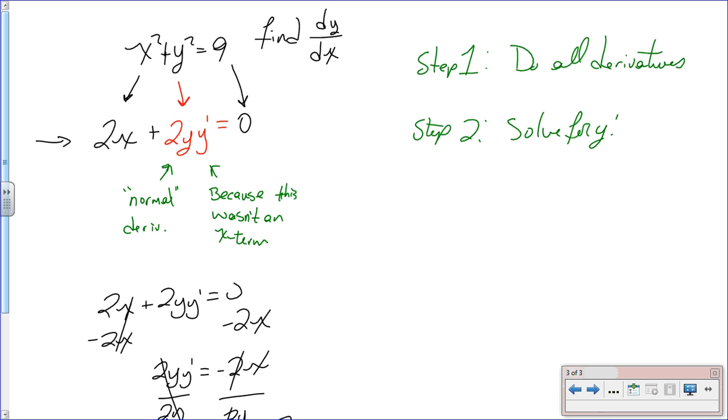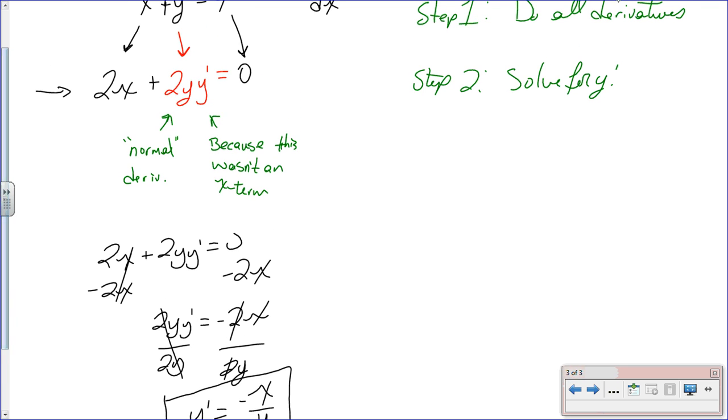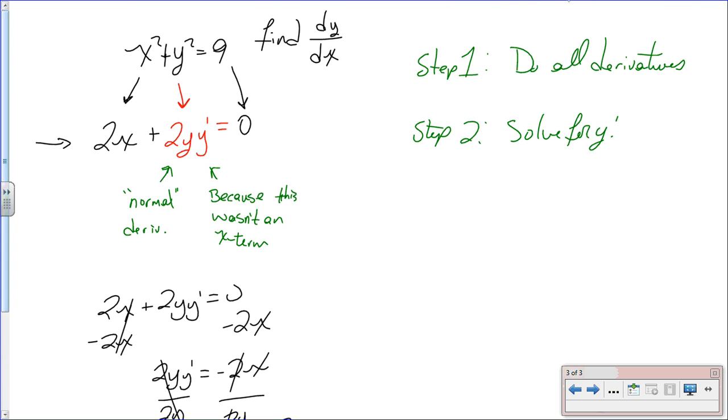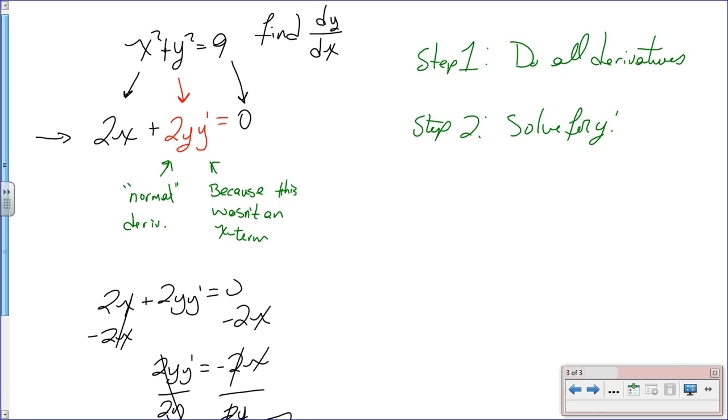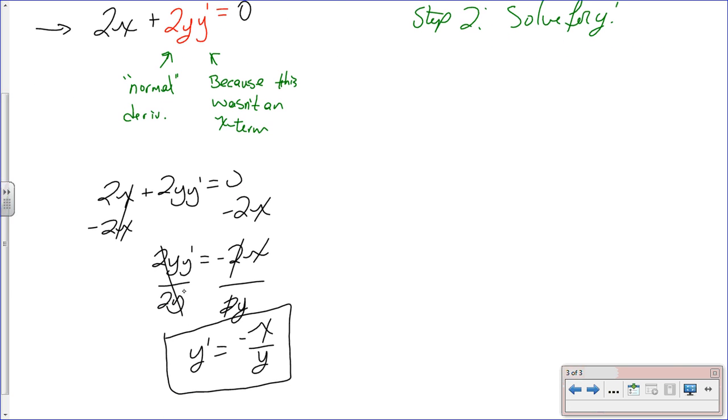So I'm going to have you try a problem. It's a little tougher than what I just did, but follows the same rules. First, you do all your derivatives. For here we did 2x plus 2y, and then y prime because it wasn't an x, and then the 9 goes to 0, and then you solve for y prime. This works the same way. This is the you try. It's just a little bigger problem.